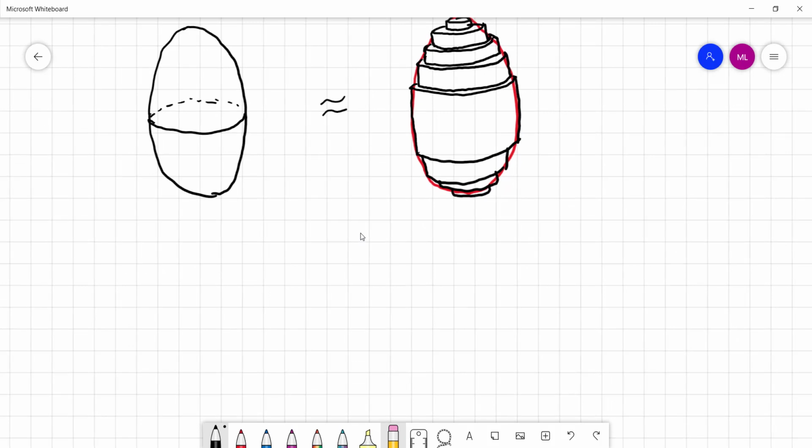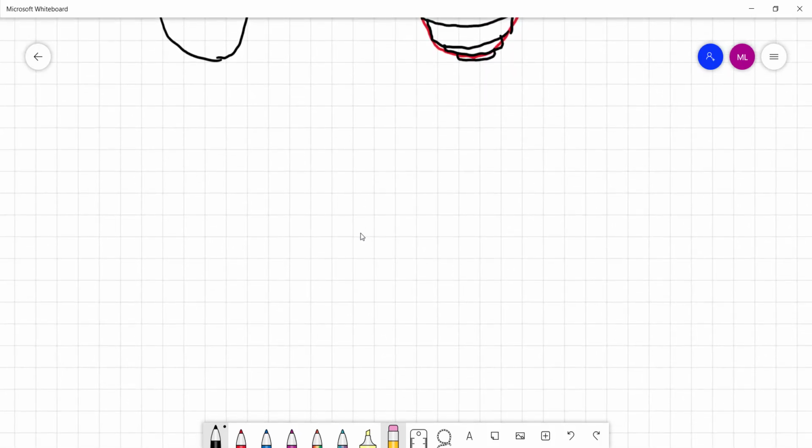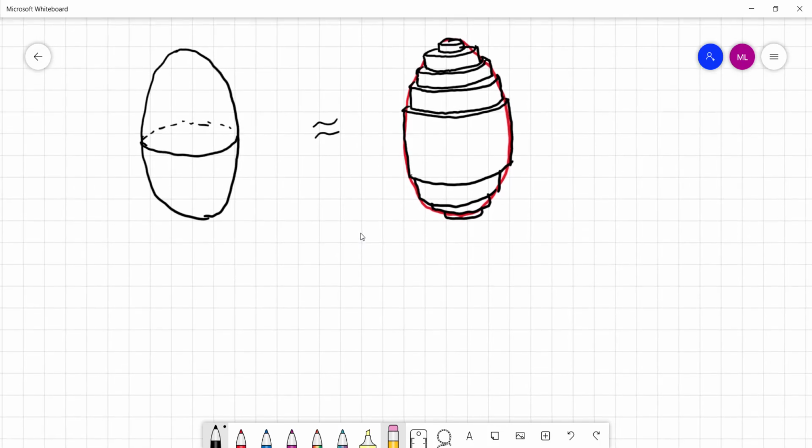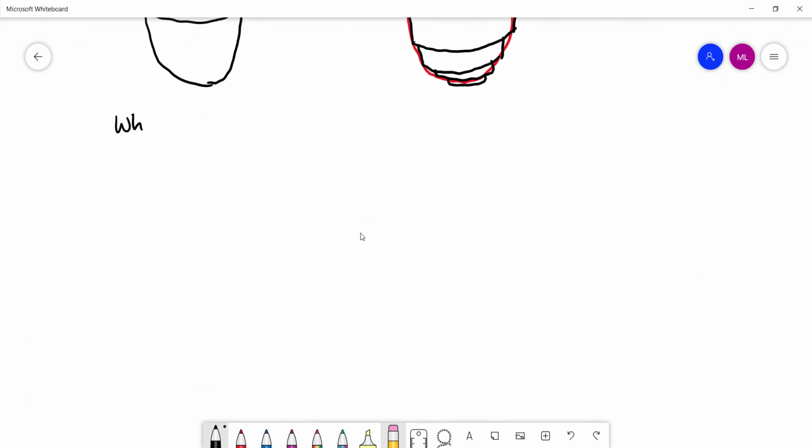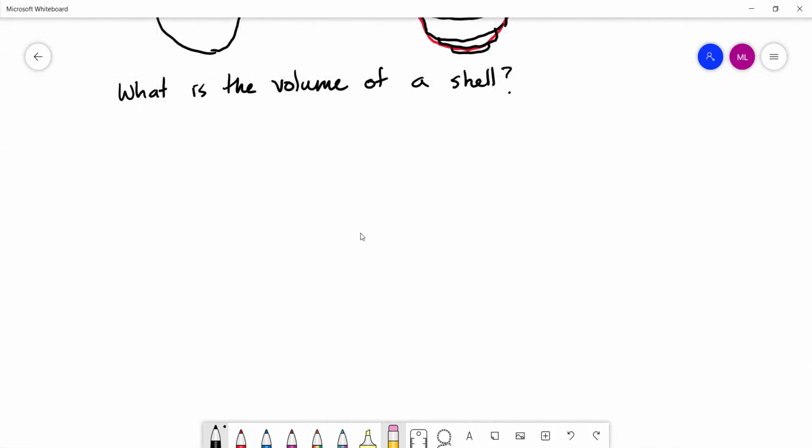So this is going to be our approach. This is how we're going to build our objects. But before I can do that, I need to figure out what the volume of one of these shells is. So what is the volume of one of these shells? What we're going to do is take one of these shells, imagine this is what we're dealing with, and again, just so you can imagine the inside.